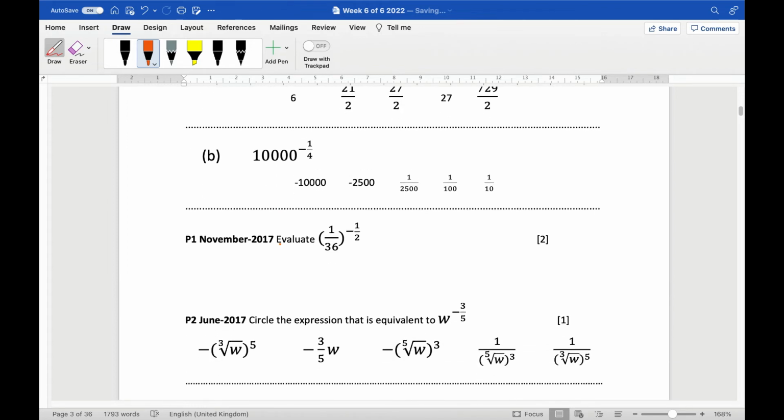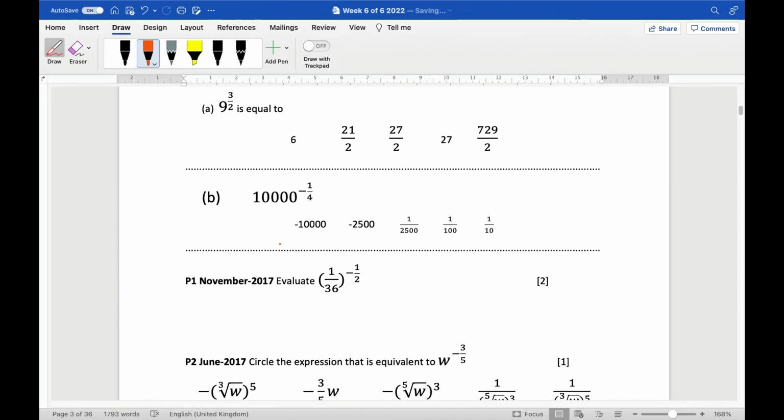Here is our first dodgy one here. So we've got the square root of 9, which is 3, and 3 cubed, which is 27. Here, that's not so nice.